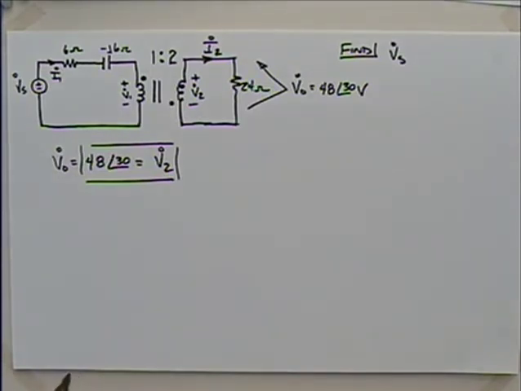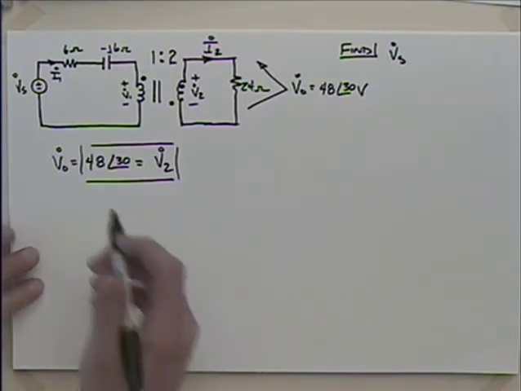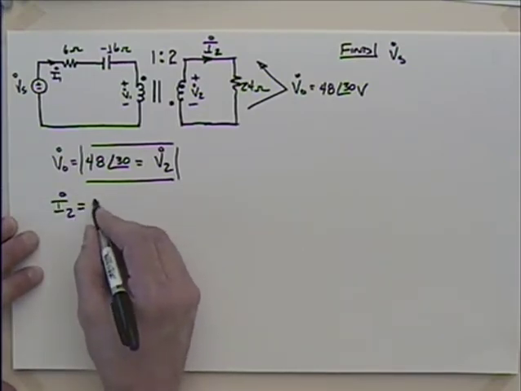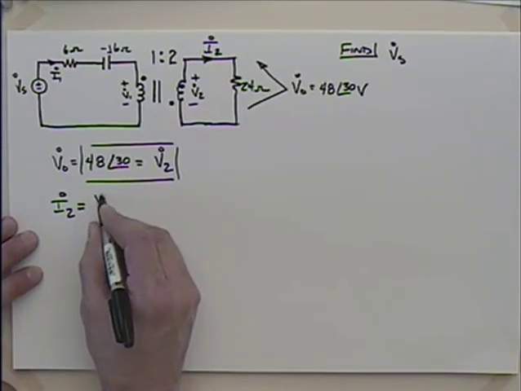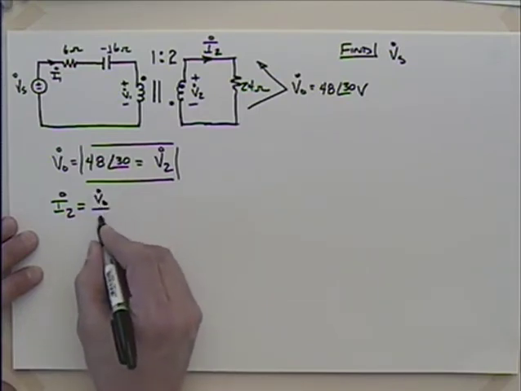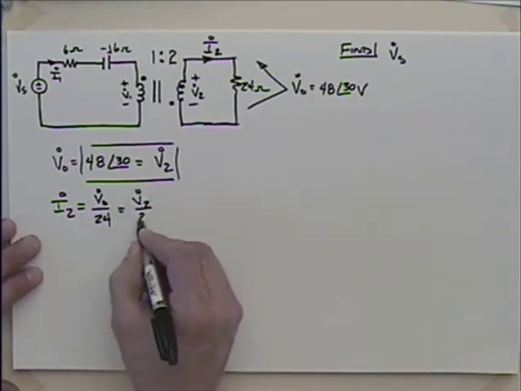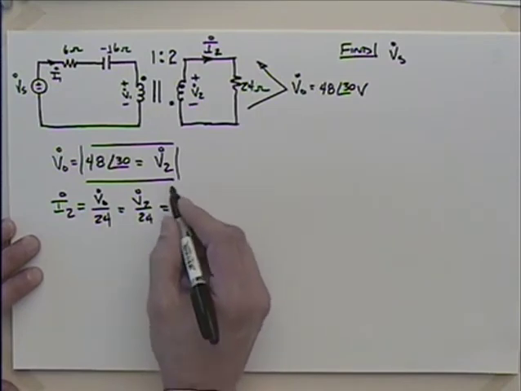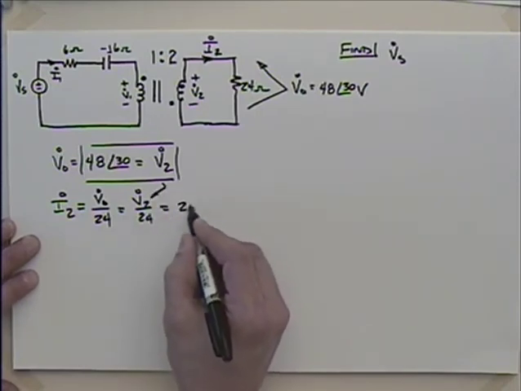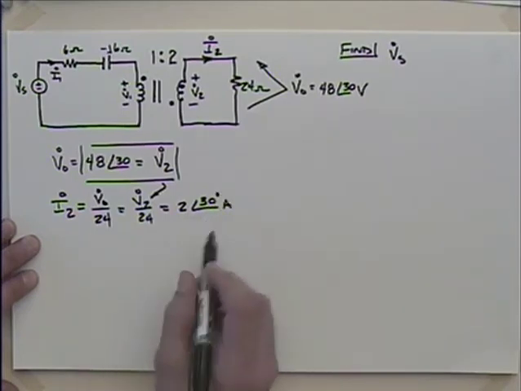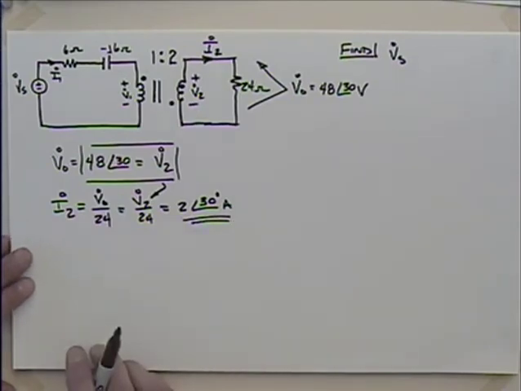Let's see. What if I wanted to talk about I2? How could I say I2? I2 would be equal to V0 divided by 24, wouldn't it? Which we could say would be equal to V2 over 24, which would be, when you make the substitution for V2, this turns out to be 2 at 30 amps. So that's kind of nice. We've got that one. I don't know that we were asked to find I2, but that should help.